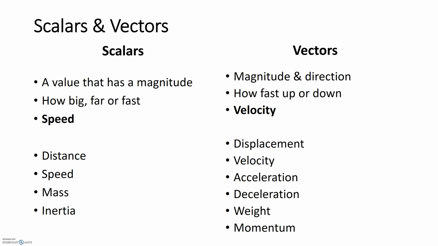Scalars and vectors. A scalar is a value that has a magnitude and is how big, fast or far something is, so speed, and this can be distance, speed, mass or inertia. Vectors show the magnitude and direction, and so how fast, up or down, and this is velocity. So this can be displacement, velocity, acceleration, deceleration, weight or momentum.